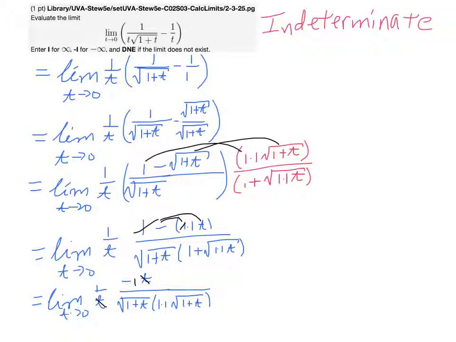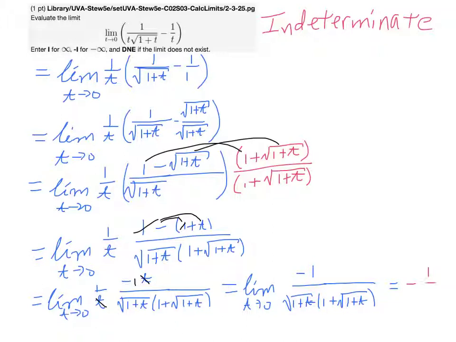So I'm going to stretch out over here a little bit. That leaves me with the limit as t goes to 0 of minus 1 over the square root of 1 plus t times 1 plus the square root of 1 plus t. And if you plug in t equals 0 for all these terms, we're not going to get 0 over 0 anymore, and we won't get 0 in the denominator. And you'll find that you get an answer of minus 1/2. Good luck.